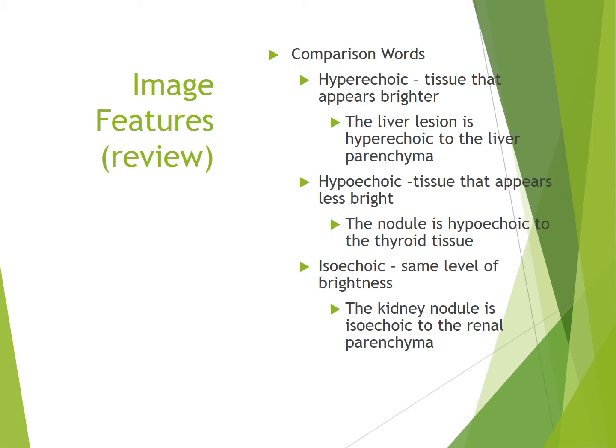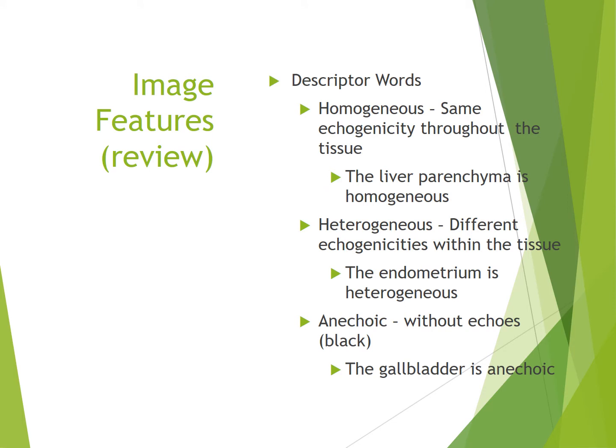Then we also have isoechoic. This is going to be the same level of brightness. The kidney nodule is isoechoic to the renal parenchyma, meaning it's about the same level of gray. So in addition to those comparison words, we also have descriptor words. We use homogeneous, heterogeneous, and anechoic to describe what we're seeing on our screen.